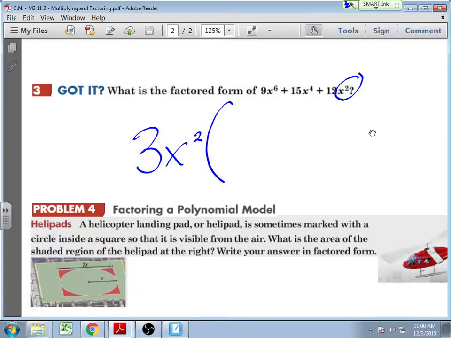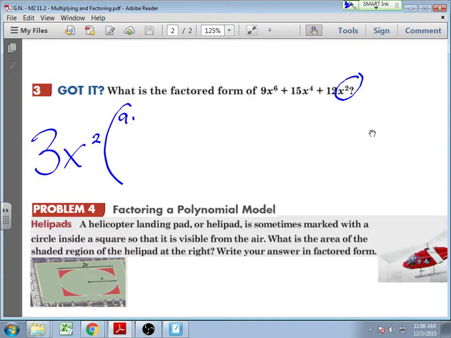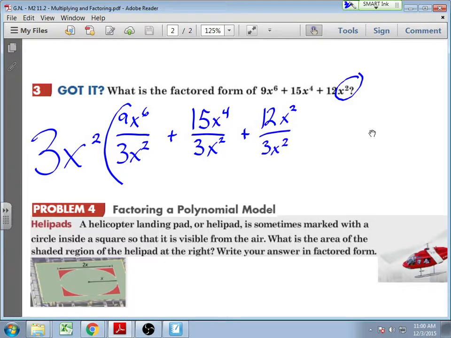Okay, from there it's 9x to the 6th over, oh, you're gonna give me the whole thing. Okay, perfect. 9x to the 6th over 3x squared, plus 15x to the 4th over 3x squared, and then 12x squared over 3x squared. You want me to do the rest? Yeah, to have the greatest common factor, you have to have x squared here. If you just use 3x, you can still factor out more, so you're not in the lowest factored form.